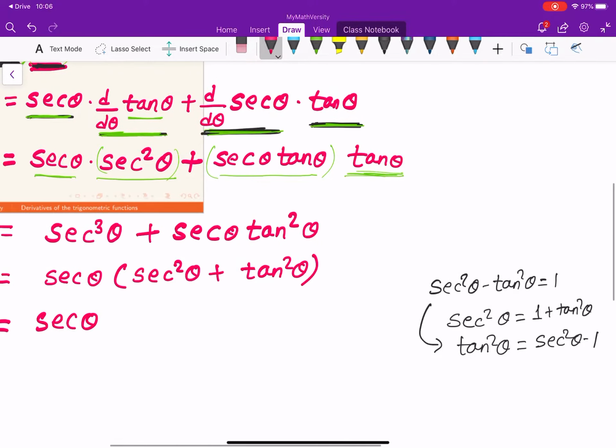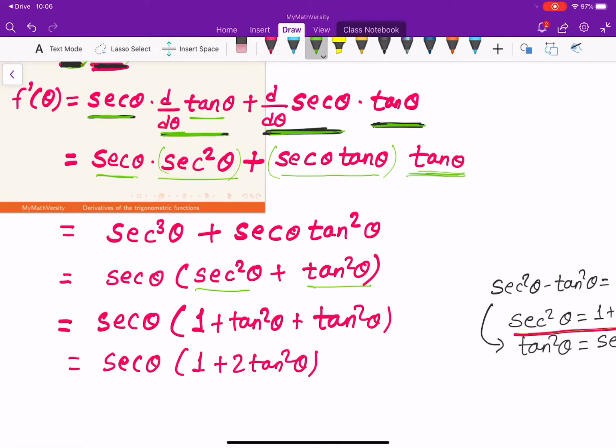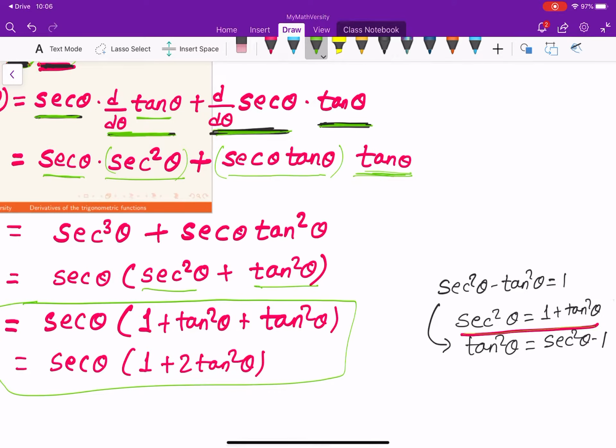For example, if you just want to use this trig identity instead of secant square theta, this can be written as 1 plus tangent square theta, plus the second term as it is, tangent square theta. So we can also change this into secant theta times 1 plus 2 times tangent square theta. Maybe you don't want these alternative expressions. If you are happy with this expression, this is fine. If you are happy with this, that's also fine. If you are happy even on this step, that's also fine.